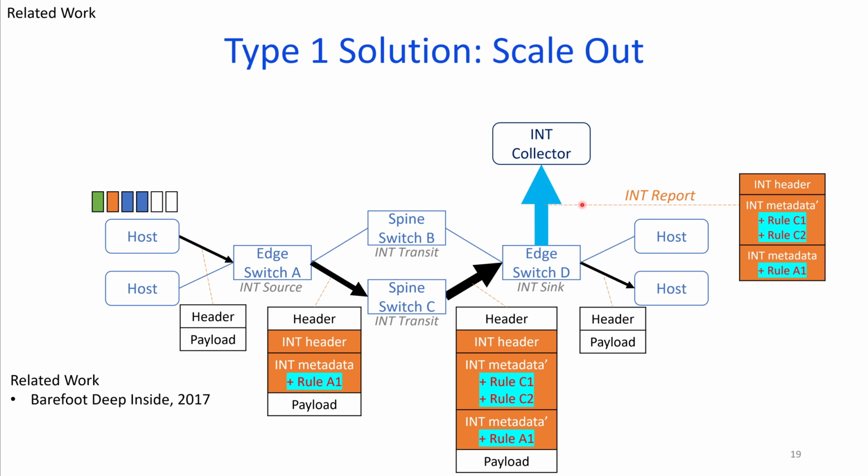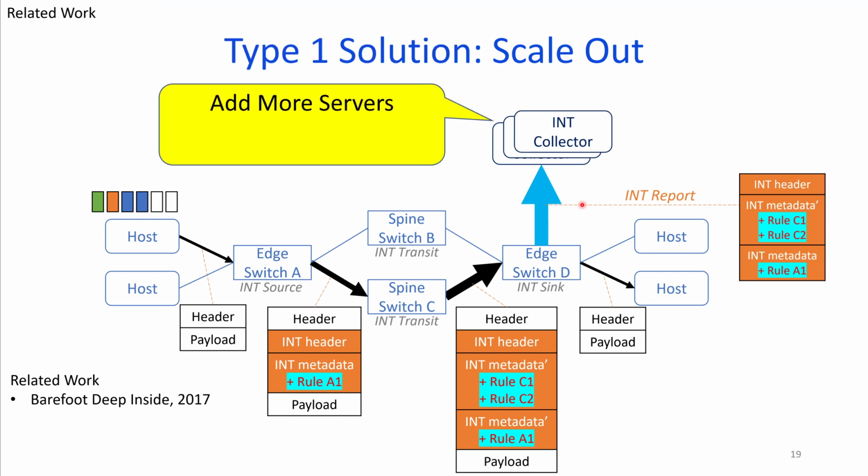To resolve this issue, a couple of solutions have been proposed. The typical solution is to scale out. The Deep Insight INT system proposed by the Barefoot company uses 4 high-end rack servers to handle the INT report traffic for a single port. We don't consider this solution because using 4 servers for only one single 100 gigabit per second port is a waste.